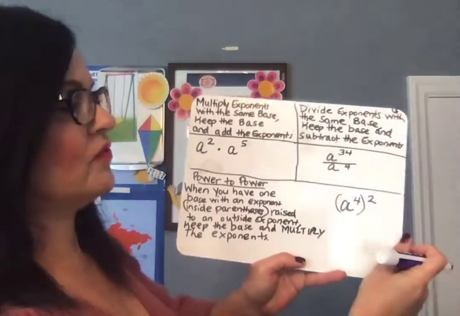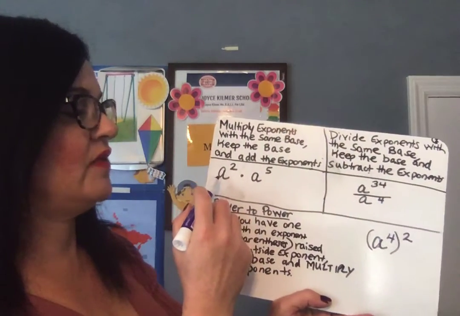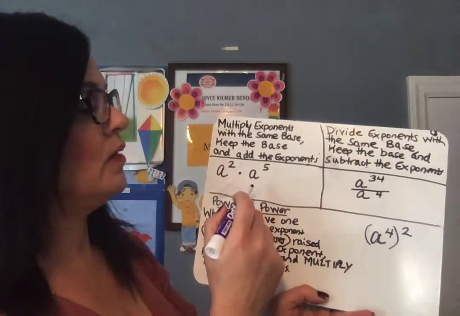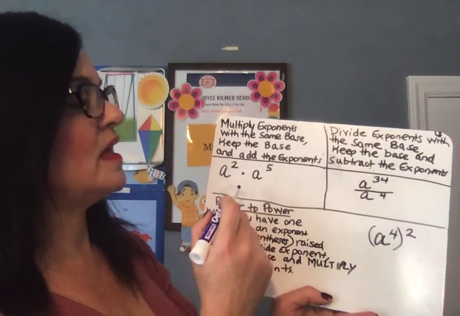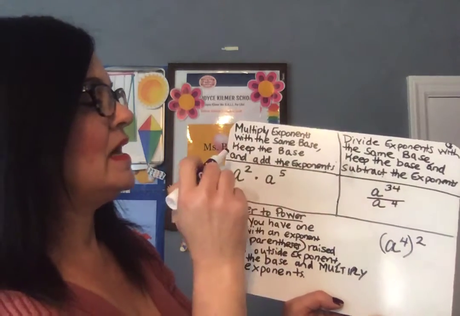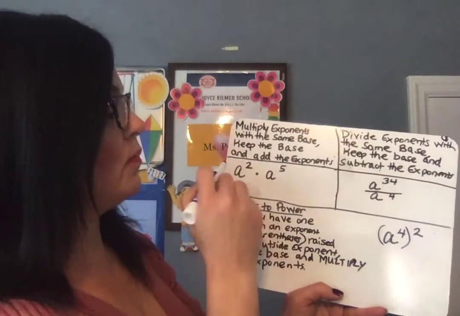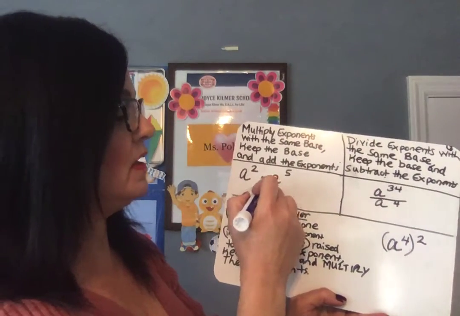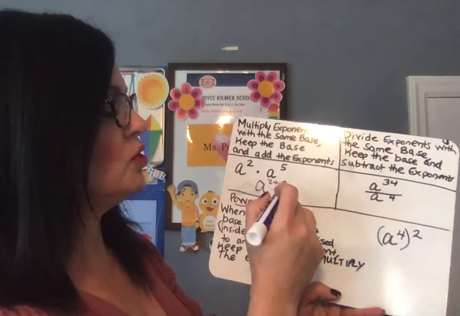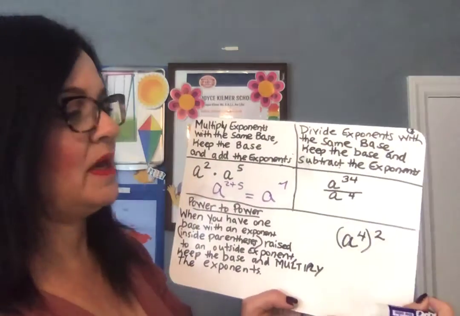So I just want to go over some of the rules for properties of exponents with you. In this problem, we have a squared times a to the 5th power. The rule says that when you multiply exponents with the same base, keep the base and add the exponents. So our base is a, we're going to keep it, and we're going to add the exponents. So 2 plus 5 is 7, so my answer is a to the 7th power.